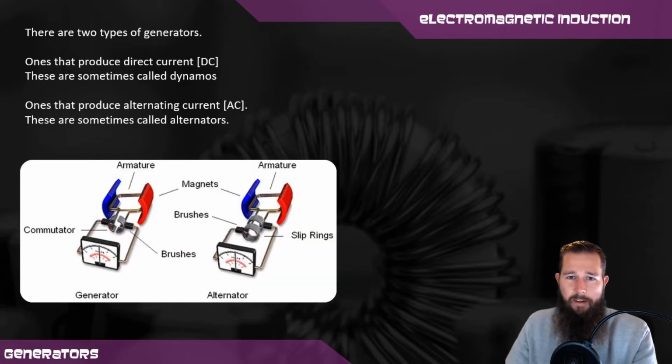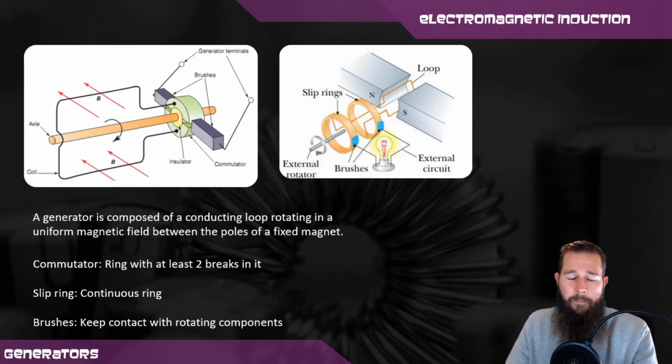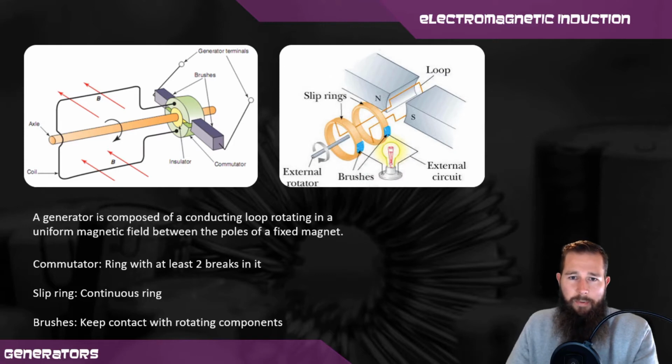There are two types of generators, ones that produce direct current, or DC, and ones that produce an alternating current, or AC. So looking at the parts of a generator, in both cases that we're going to be looking at, a coil, denoted in both these diagrams, rotates in a magnetic field. The rotational energy is provided by a mechanical power source, with the ends of the coil connected to a circuit. Due to the coil being rotated, brushes are used as part of the circuit to ensure that contact is made with the coil at all times.